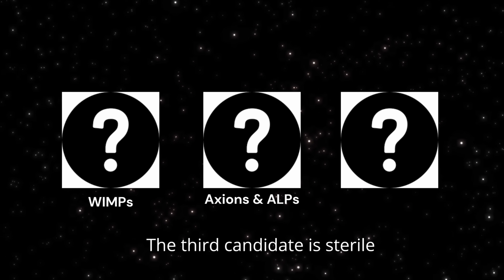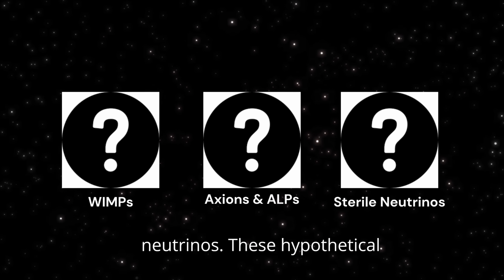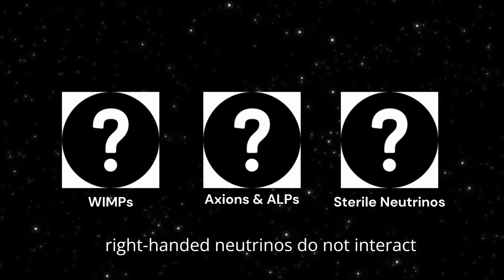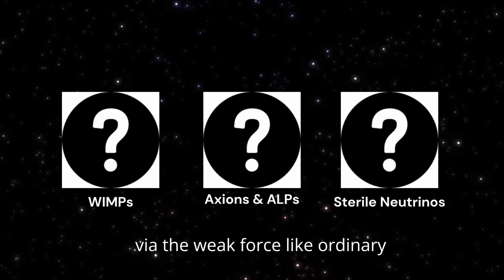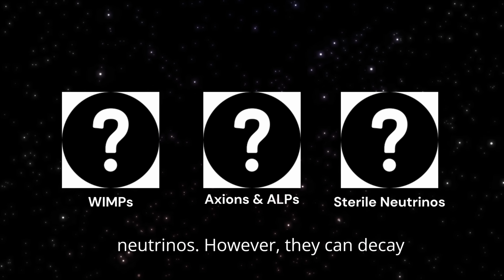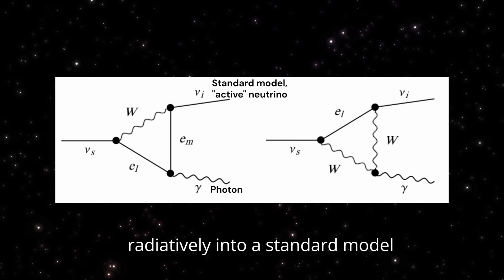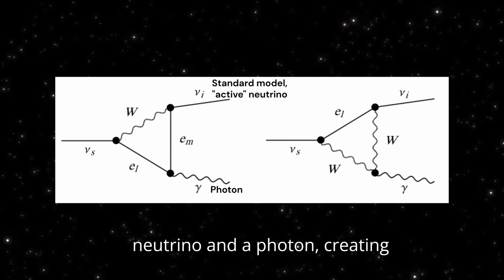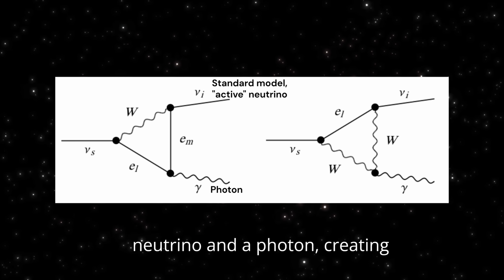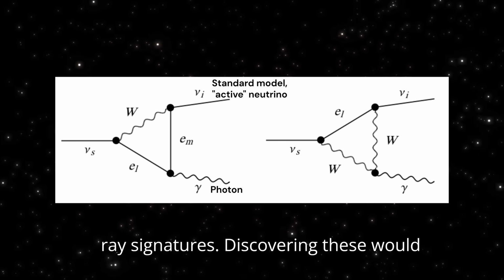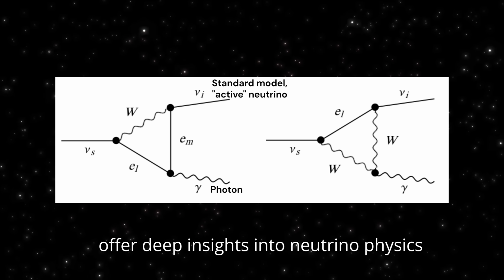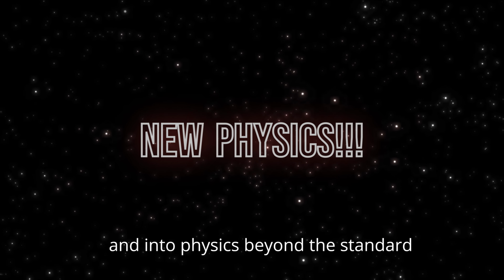The third candidate is sterile neutrinos. These hypothetical right-handed neutrinos do not interact via the weak force like ordinary neutrinos. However, they can decay radiatively into a standard model neutrino and a photon, creating potentially observable X-ray or gamma-ray signatures. Discovering these would offer deep insights into neutrino physics and into physics beyond the standard model.